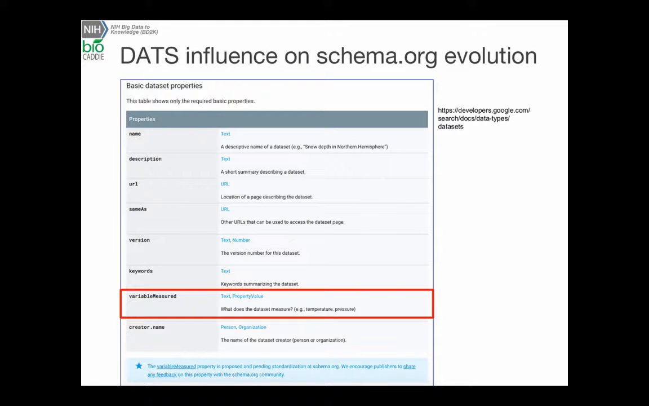And just to touch briefly on the impact that BioCADDIE has had already, this is a page directly from the Google developers pages showing the dataset profile, and I've highlighted in red the attribute called variable measured. They couldn't use dimension, which is what comes from DATS, but this is basically the same concept, and it's mapped directly into that.